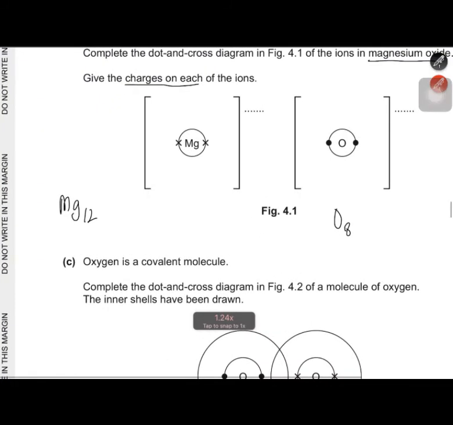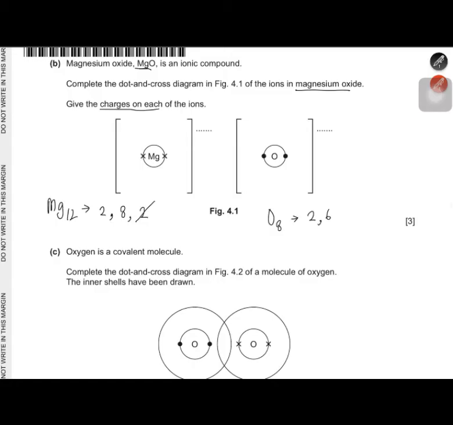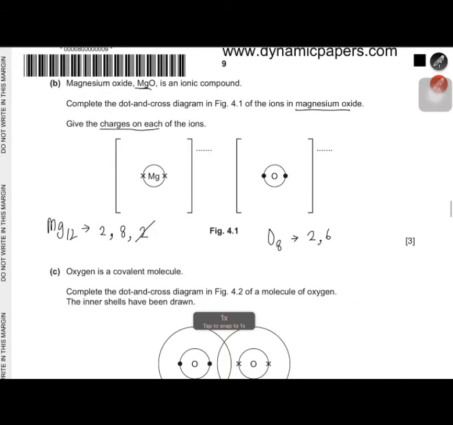Now let's try to write it. Magnesium is 2, 8, plus 2, which is 10, 11, 12. Oxygen is going to be 2 and 6. Now magnesium is in group 2. Since it's in group 2, that means it loses 2 electrons. Both of them are lost and we're left with 2 and 8. Because it has a deficit of 2 electrons, the overall charge is going to be +2.